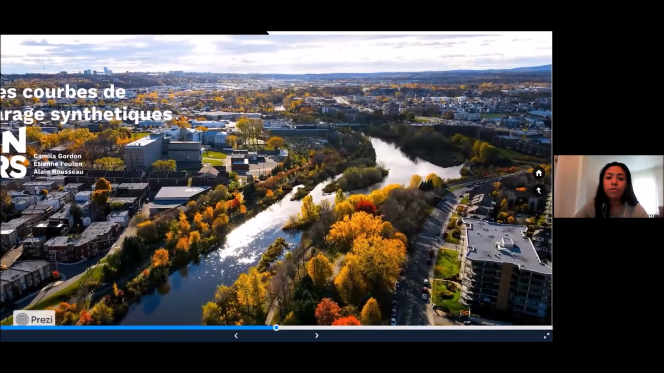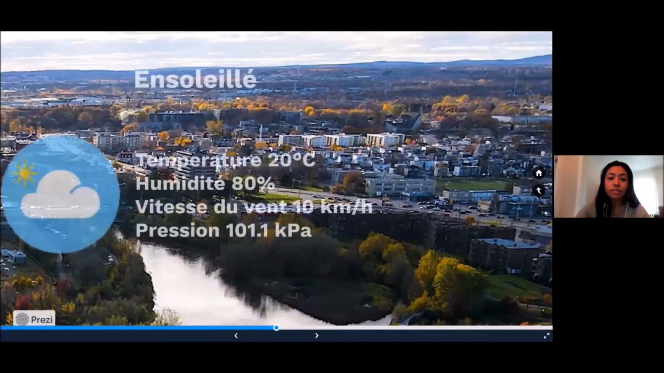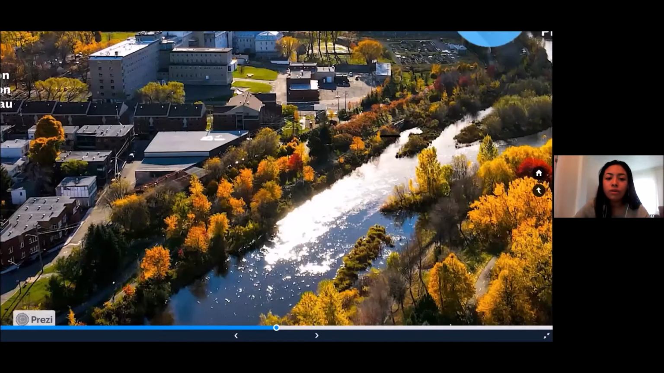So on a beautiful day, we look at the weather forecast, and we find that the temperature, the humidity, and the wind are perfect to go outside. But what are the conditions of the river? So I do what anyone in my position would do: check the hydrological forecasting.